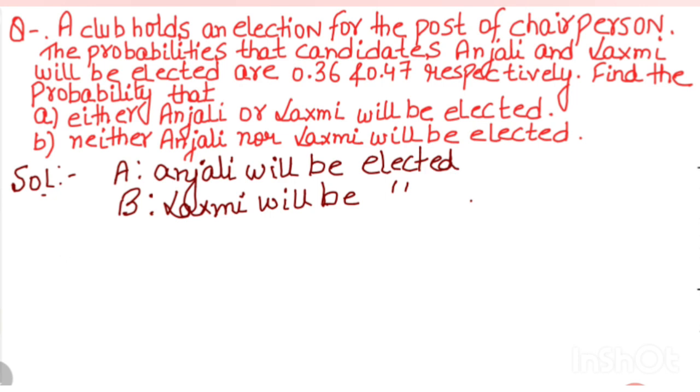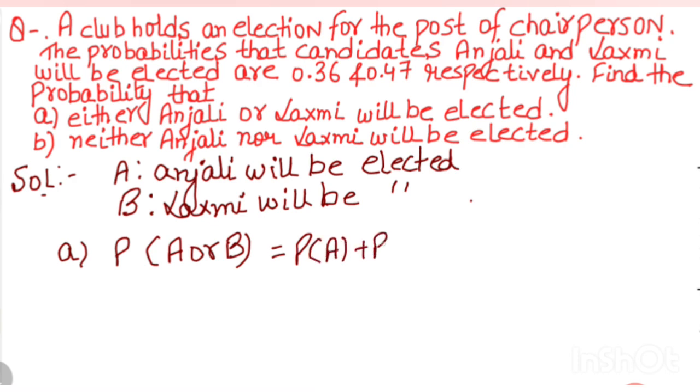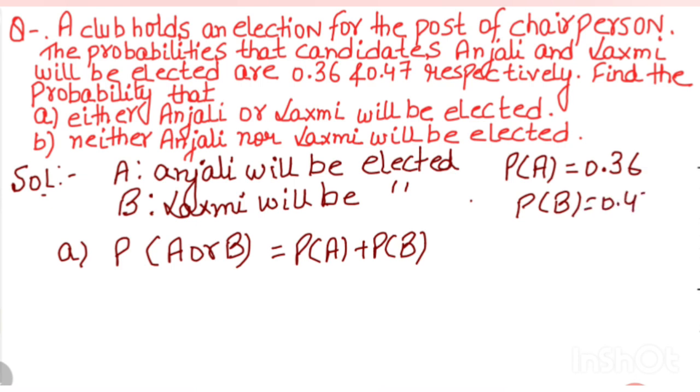The first question is the probability that either Anjali or Lakshmi will be selected, so A or B. Now it is a case of mutually exclusive events, so the probability will be equal to probability of A plus probability of B. Here the probability that Anjali will be elected is 0.36 and the probability that Lakshmi will be elected is 0.47. So the probability will be equal to 0.36 plus 0.47 equals 0.83.